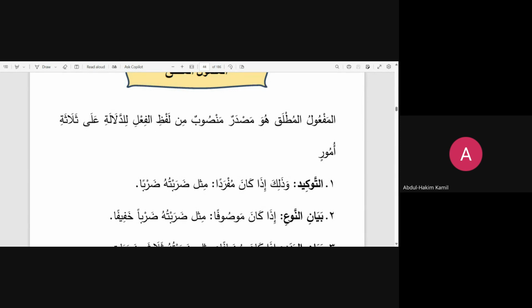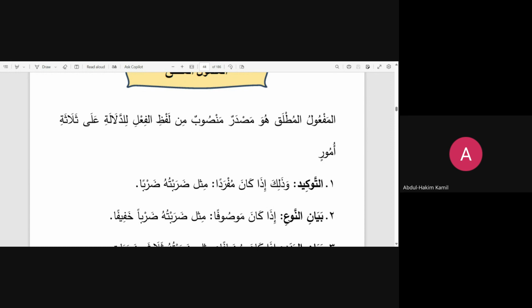Masdarun mansoob min lafz al-fi'l, from the wording, from the root letters of the verb that came before it. So what we're studying now is the masdar, but when it's maf'ul al-mutlaq, it's the masdar which is preceded by the verb from the same wording, the same three root letters.